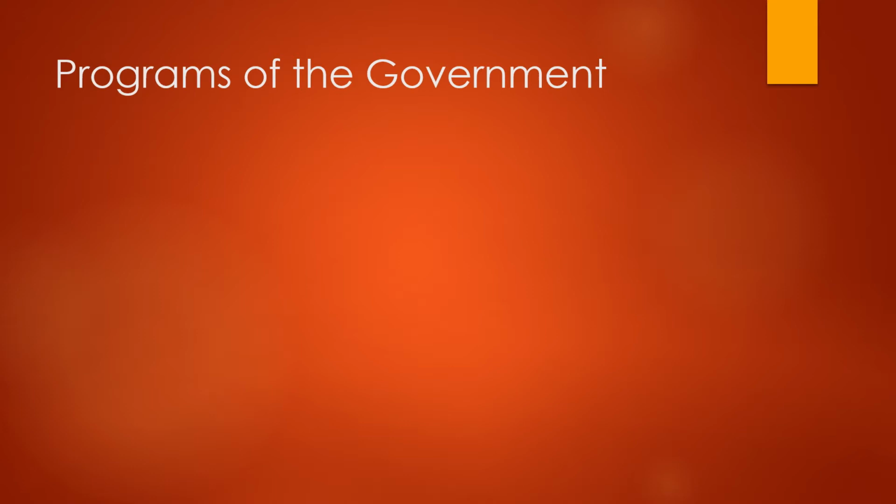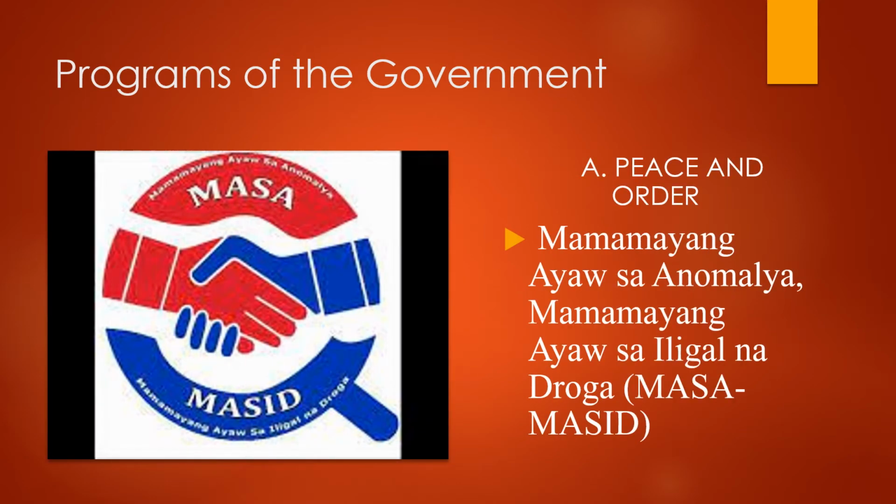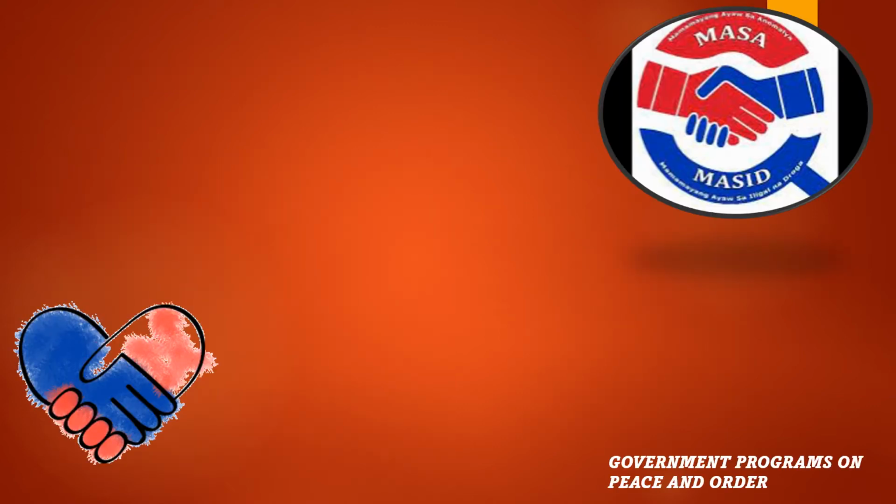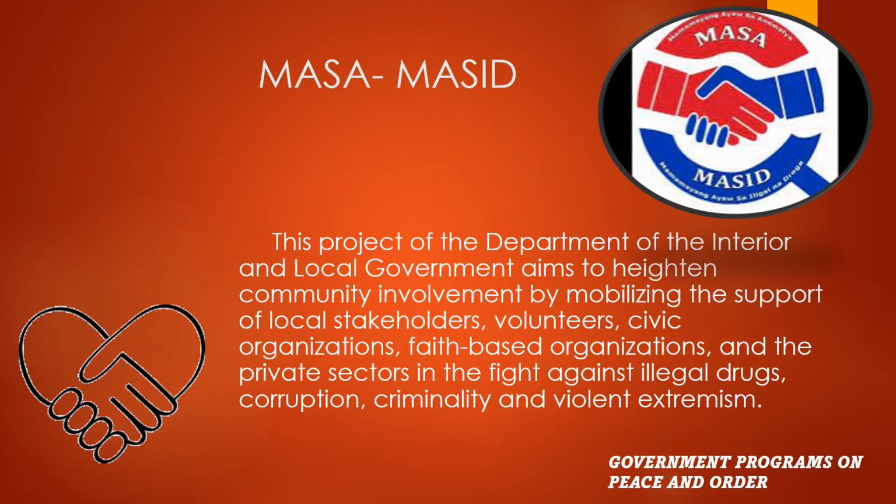Government programs. Number 1, on peace and order: Mamamayang Ayaw sa Anomalya, Mamamayang Ayaw sa Illegal na Droga, or MASA MASID. This project of the Department of the Interior and Local Government aims to heighten community involvement by mobilizing the support of local stakeholders, volunteers, civic organizations, faith-based organizations, and the private sector in the fight against illegal drugs, corruption, criminality, and violent extremism, thus helping in the realization of the mandate to promote peace and order, ensure public safety, and uphold good governance.